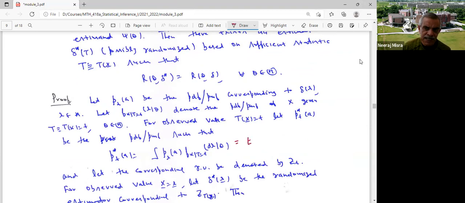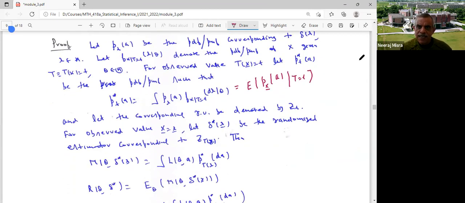Right? So this is the same as the expected value of P of X old of A. A is the quantity with respect to which you have to take the expectation, because here X is fixed, given T is equal to T. Take the expectation of the density with respect to the distribution of X given T is equal to T. Now one can see that this is a proper estimator, because for it to be a proper estimator, the total integral should be 1.